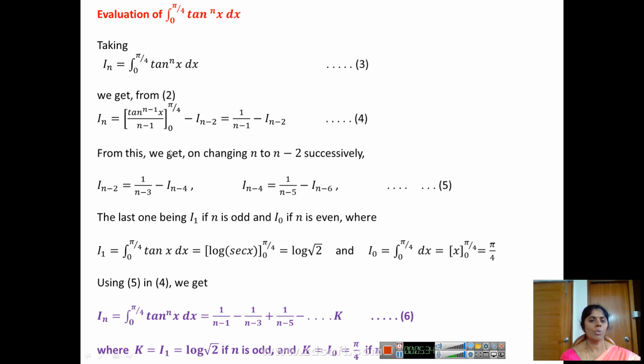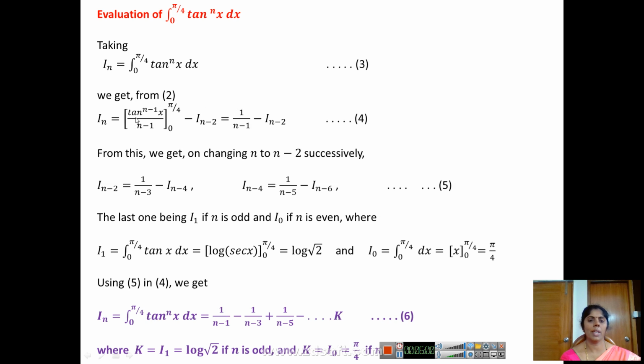So here we can apply the limits. For the upper limit, tan pi by 4 is 1, and tan 0 is 0. So applying the limits, tan to the power n minus 1 of pi by 4 whole divided by n minus 1 minus tan to the power n minus 1 of 0 divided by n minus 1, and tan 0 leads to 0.